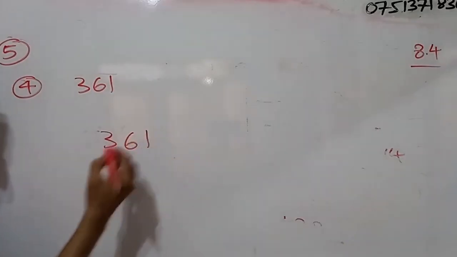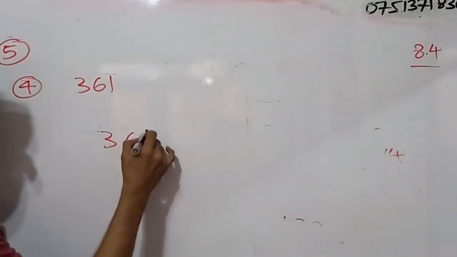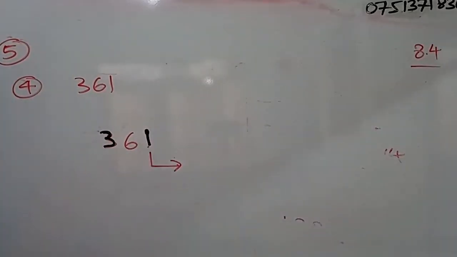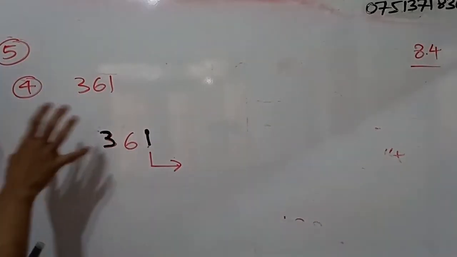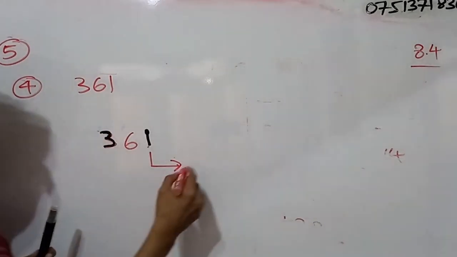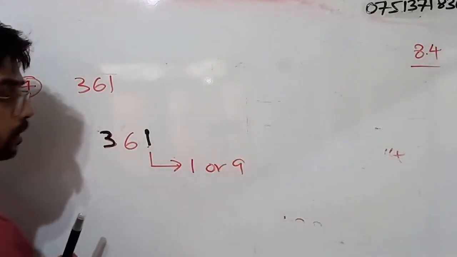Right. So 361. So here the digit is 3. Sorry. Here the digit is 1. Here the digit is 3. The digit on the ones place is 1. That means on the square root of this number, the digit on the ones place can be what? It can be 1 or 9.